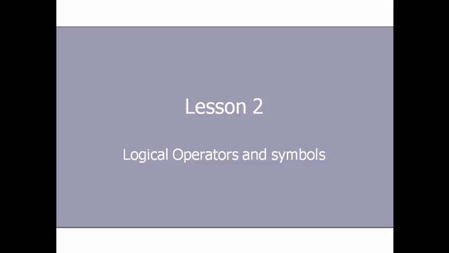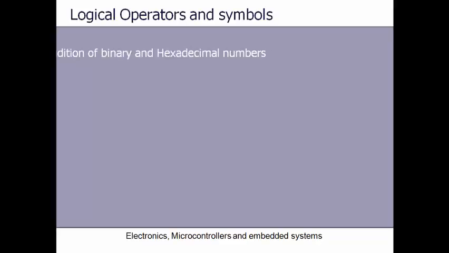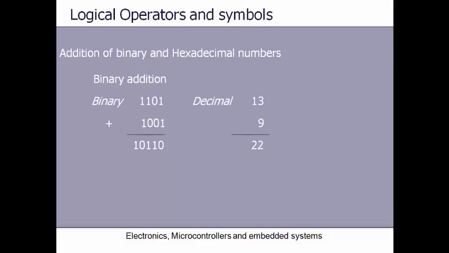And we pass now to the logic operations and symbols. We'll start with additions for binary. As we know, binary is a base 2 numeric code, and that means we only have 2 digits, 0 and 1.